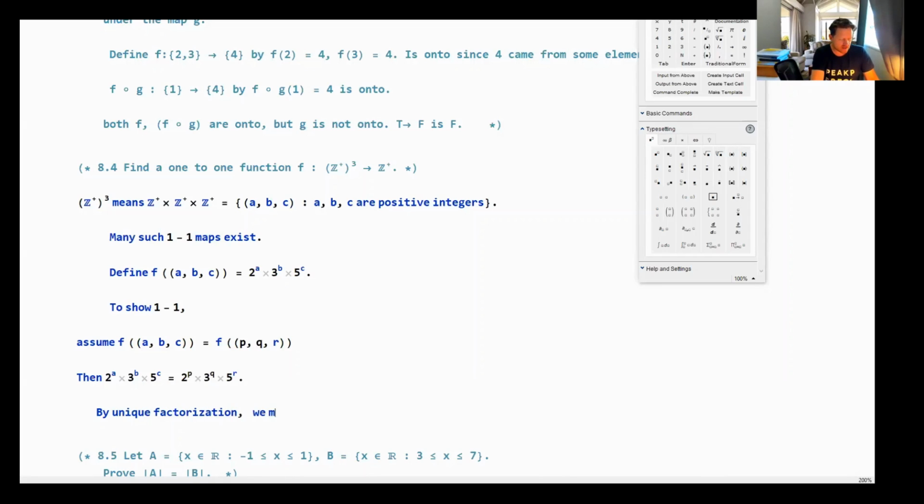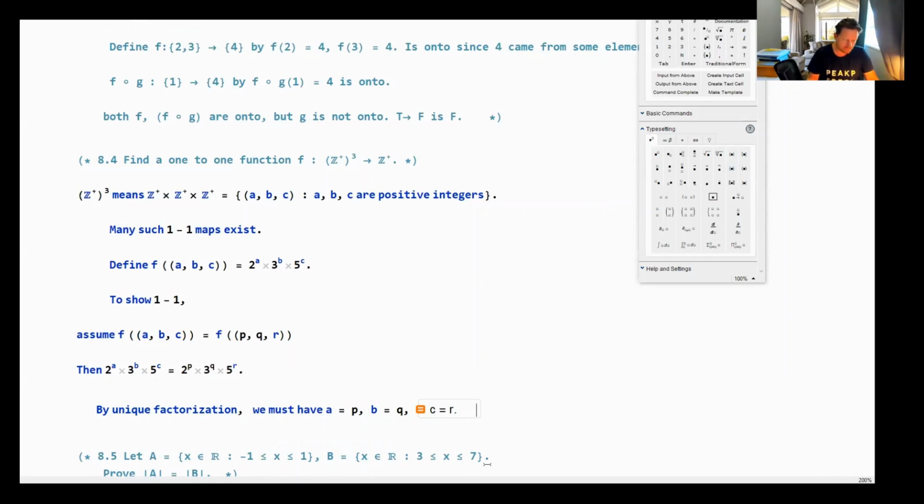We must have A equal to P, B equal to Q, and C equal to R. All right, and then we've got to make the conclusion. Oh no, I've done it again.